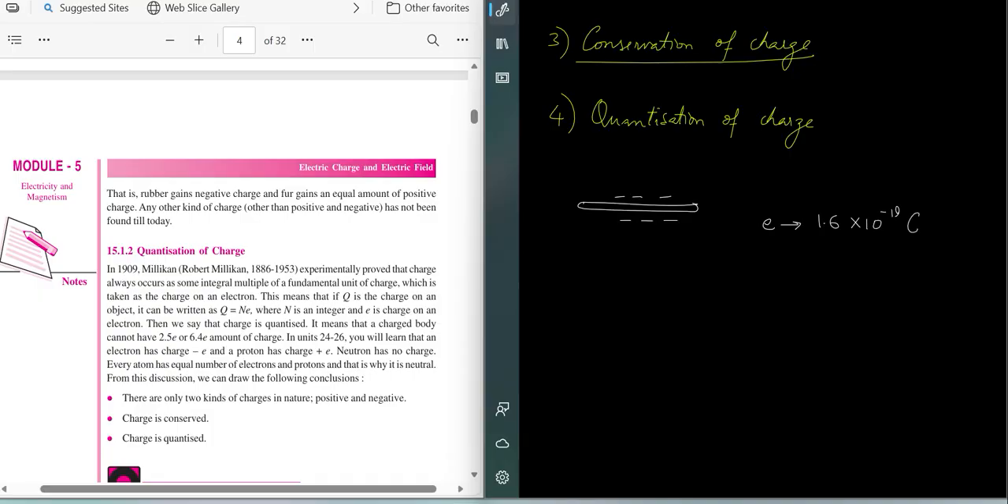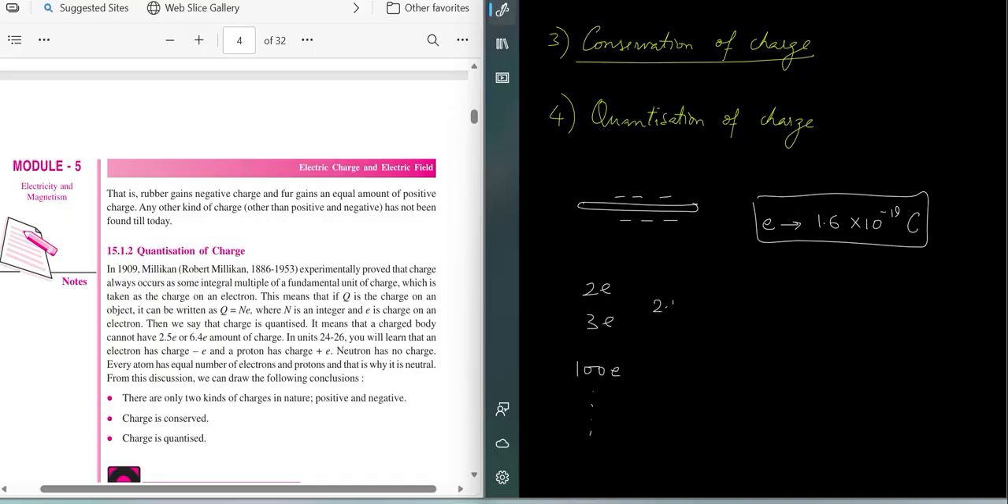Coulomb is the unit of charge. We'll learn about it later. So any charge on any charged body is an integral multiple of this. It can be 2e, it can be 3e, it can be 100e, and so on.